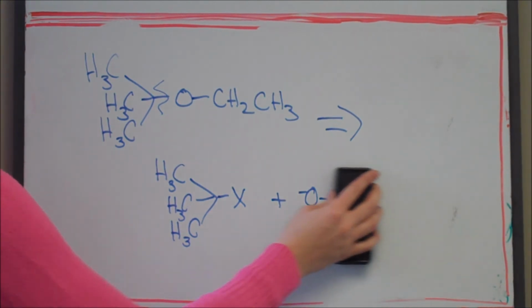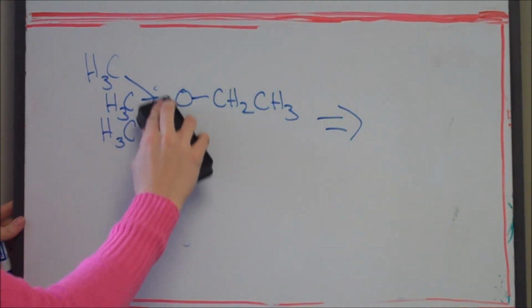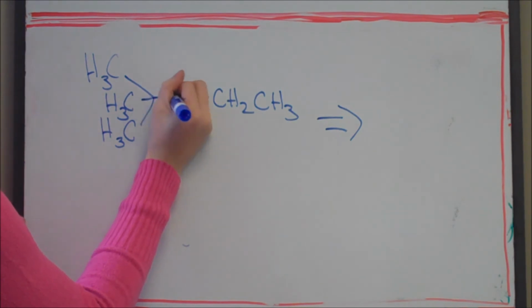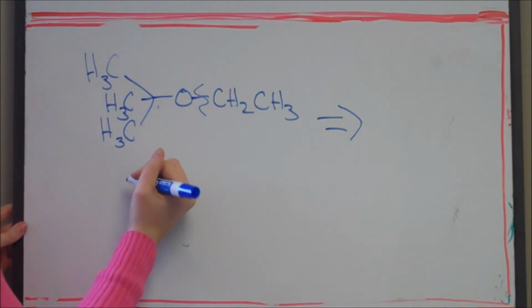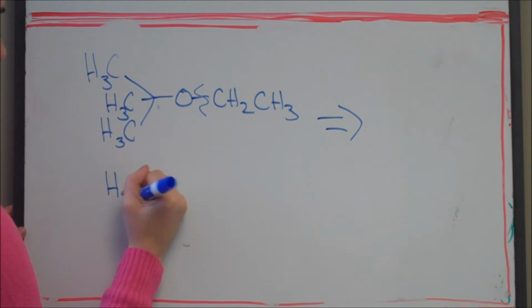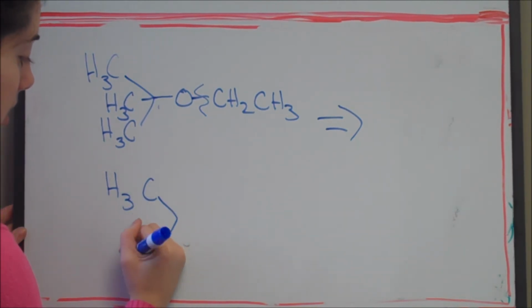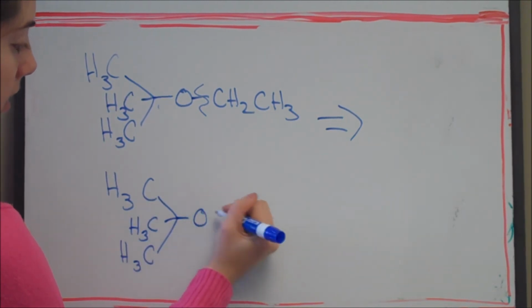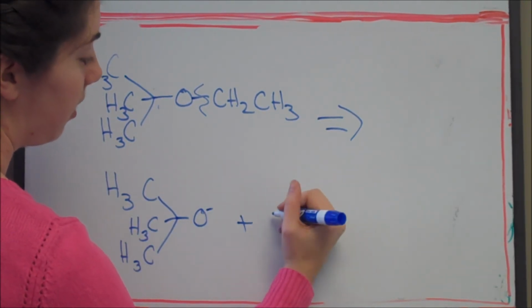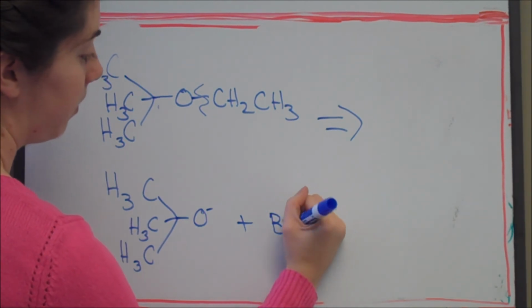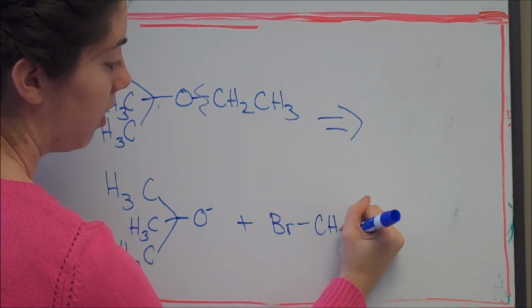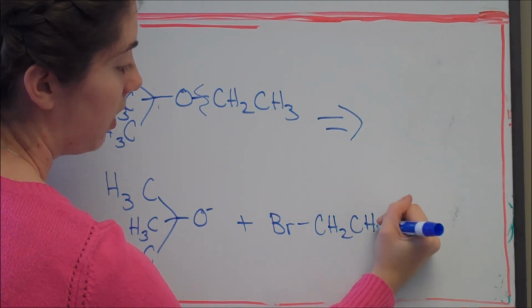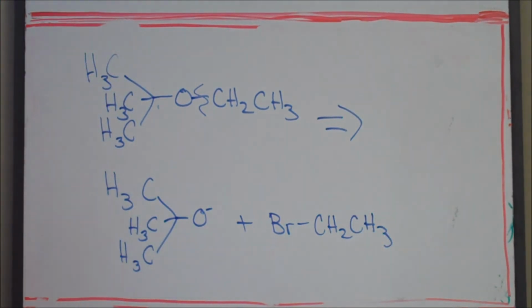So then you have to look at your other option. If it didn't split here, it could split over here. That would give you reactants of tert-butyl oxide and an ethyl halide. In this case, your alkyl halide is a primary group, which means that it would work for the Williamson ether synthesis.